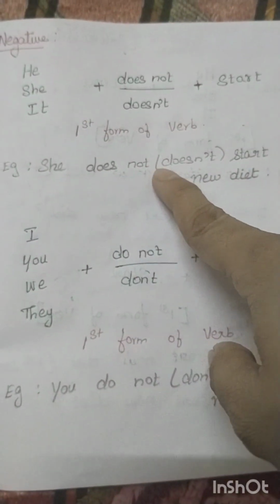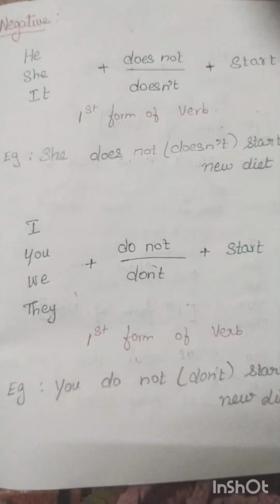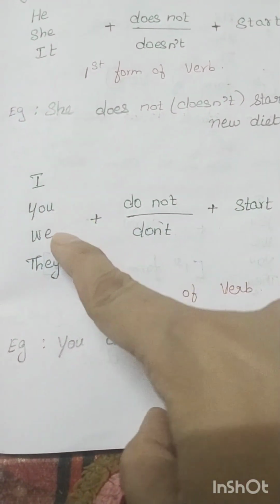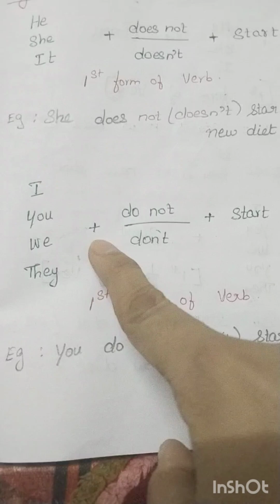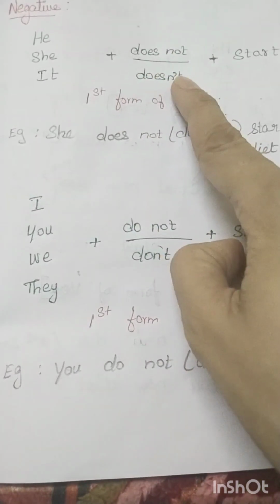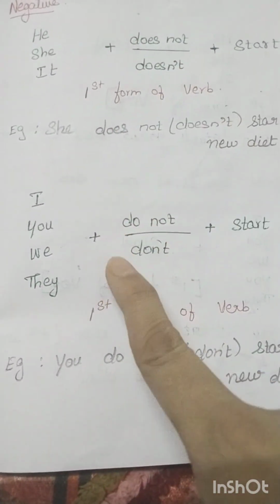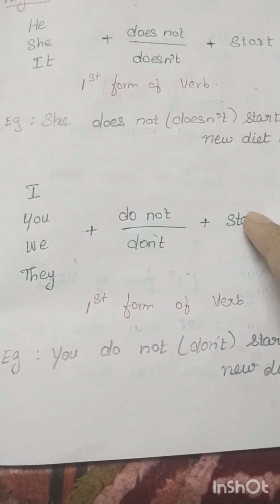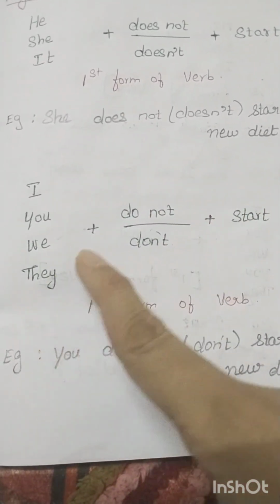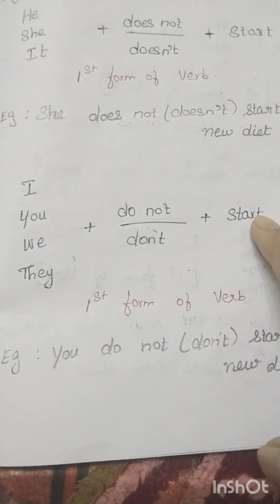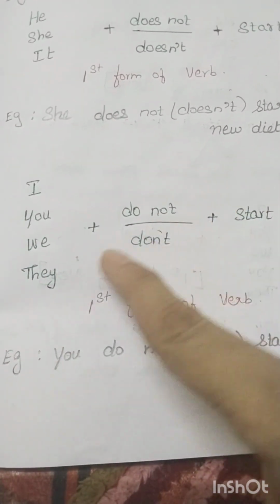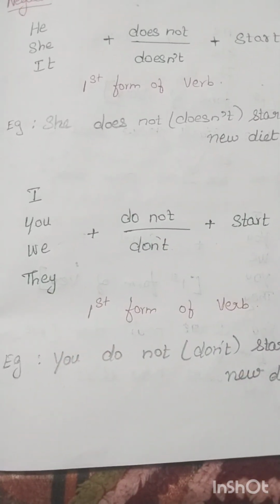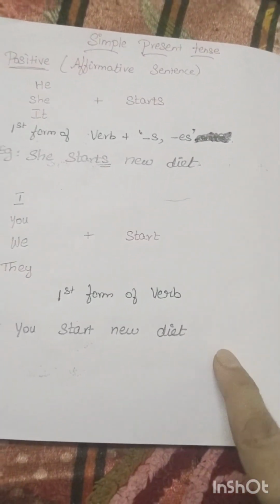Hope I am clear here. In the same way, when we use I, you, we, they, then we don't use does not. Instead of that, we will use do not. I do not start. You do not start. We do not start. They do not start. Or we can say I don't start. You don't start. We don't start. They don't start. Hope I am clear between positive and negative.